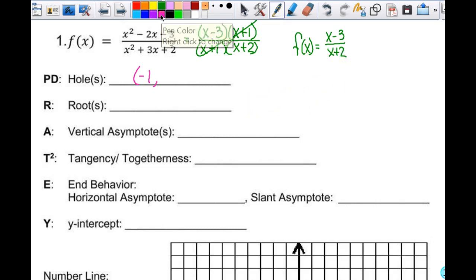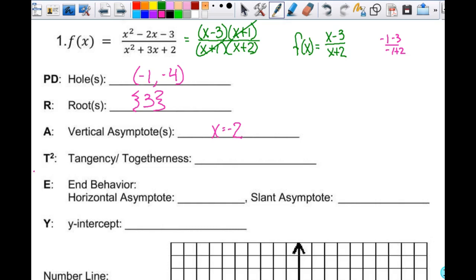And then that means my y value for my point discontinuity would be what? Negative 4. So I guess it becomes negative 1 minus 3 over negative 1 plus 2, right? So that ends up being negative 4. All right, so what are my zeros? Positive 3. And do I have any vertical asymptotes? Yes, this right here is going to give me x equals negative 2.